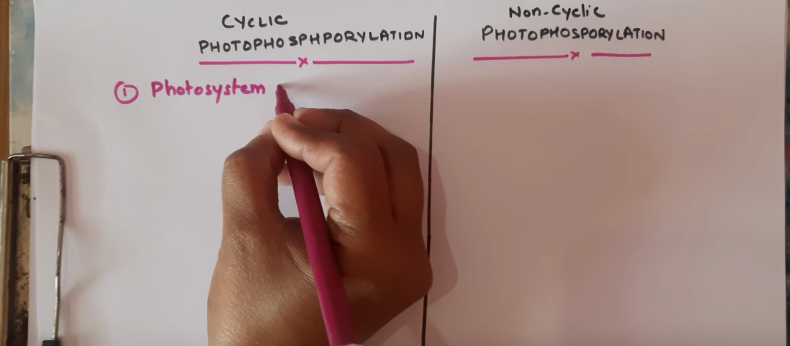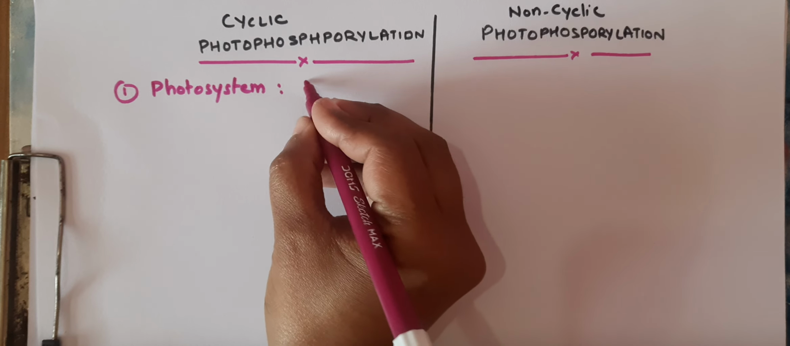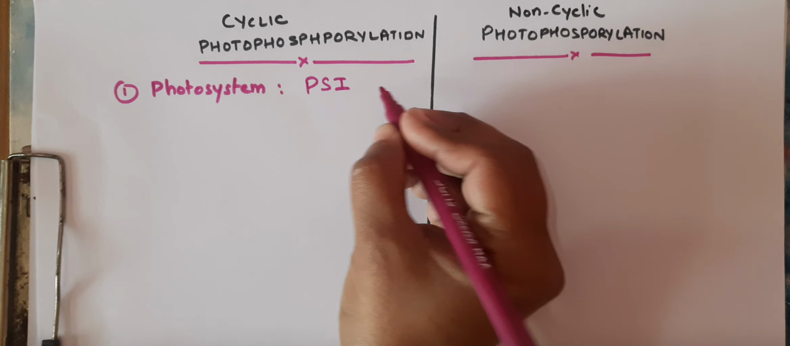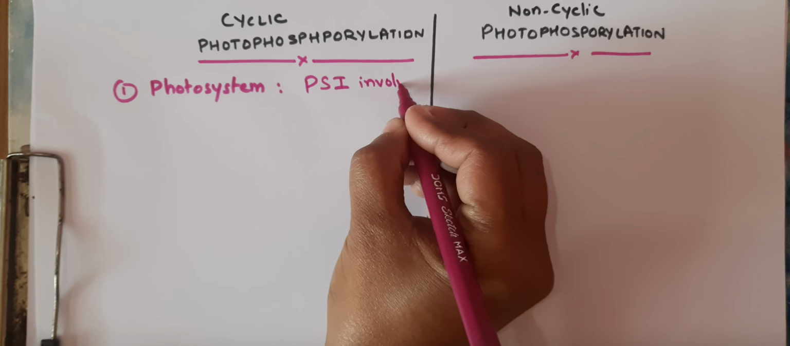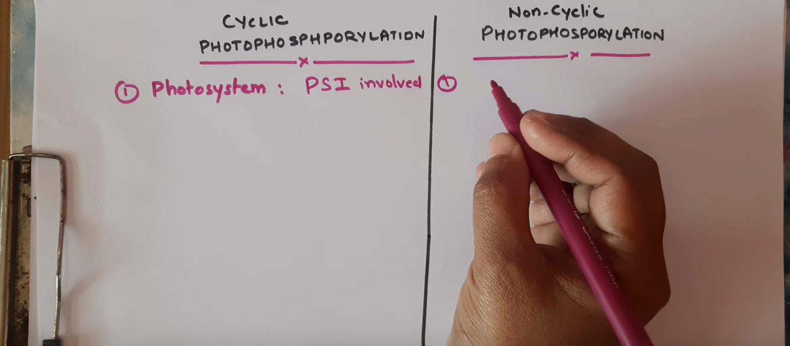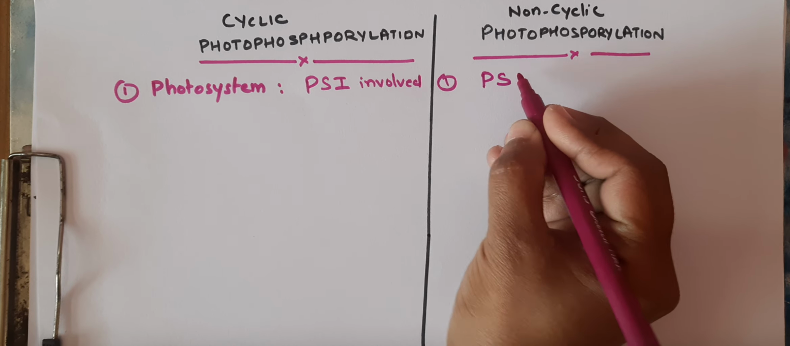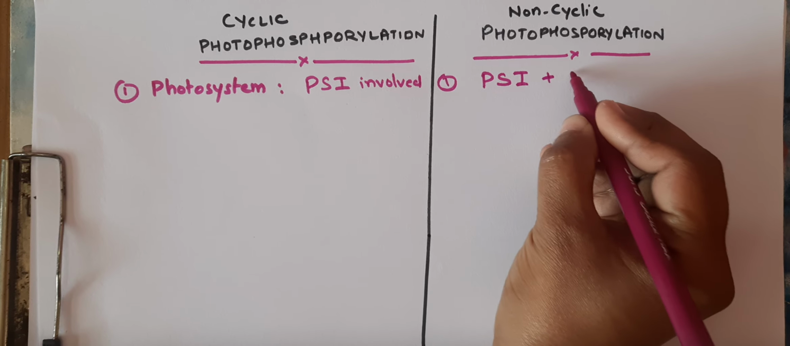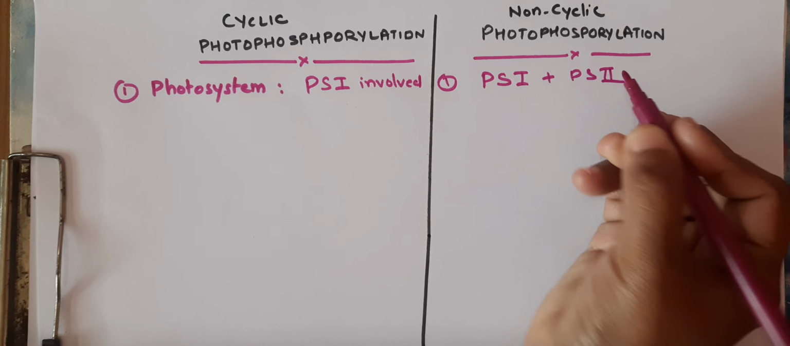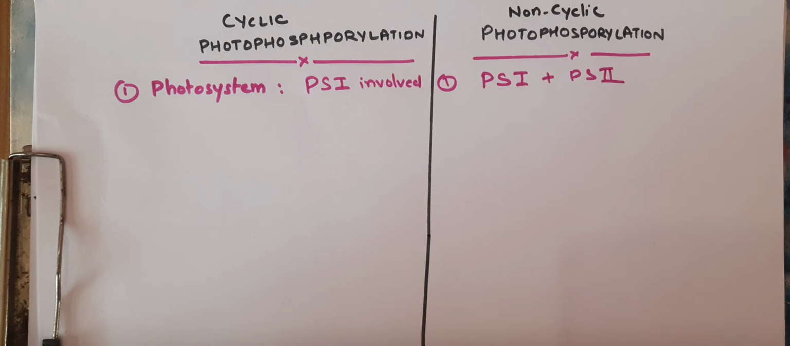So students, the first difference is in terms of photosystem involved. In the case of cyclic photophosphorylation, only photosystem 1 is involved. However, if we talk about non-cyclic photophosphorylation, then both photosystem 1 plus photosystem 2 are involved. So this is the first difference in terms of the photosystem involved.